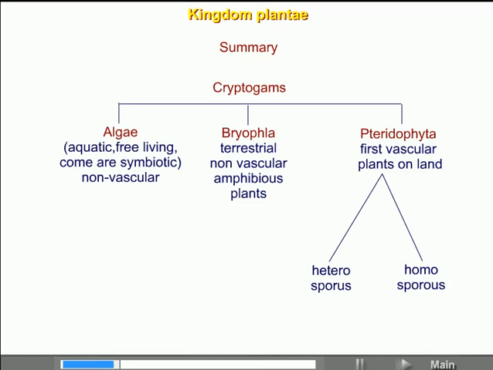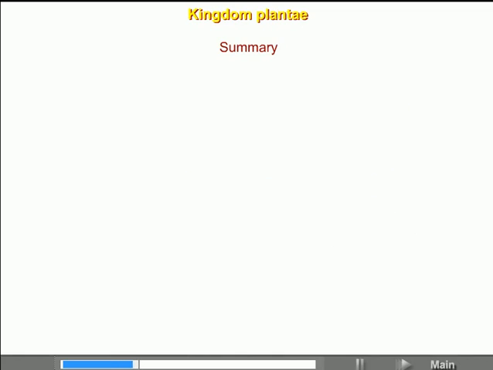Algae are aquatic, free-living, some are symbiotic and non-vascular. Bryophyta, they are terrestrial, non-vascular amphibious plants. Pteridophyta, they are first vascular plants on land. They are further divided into heterosporous and homosporous.